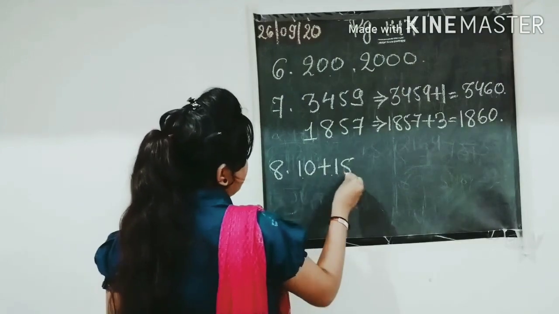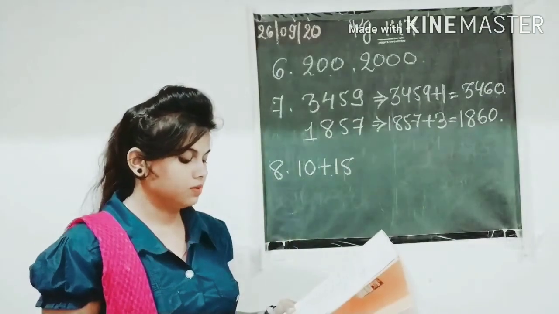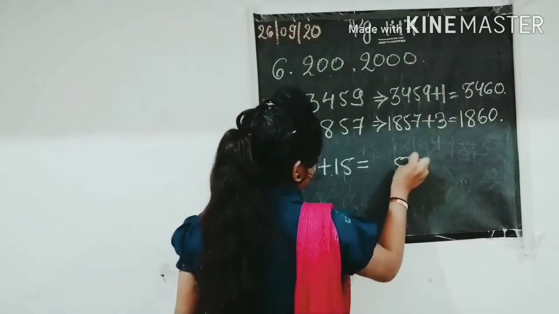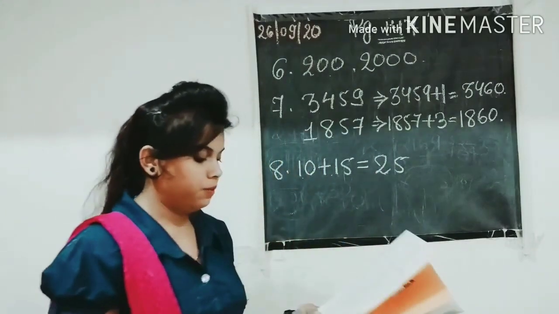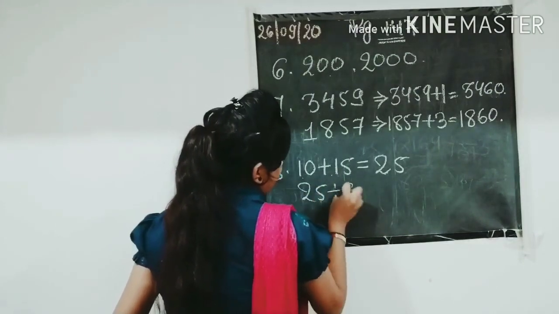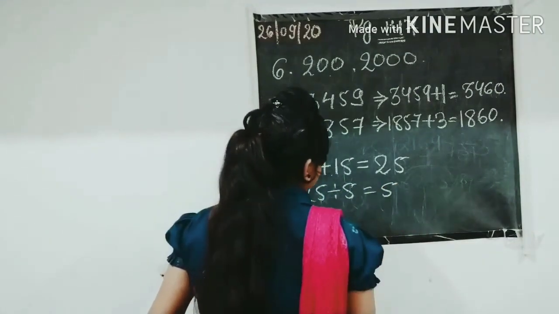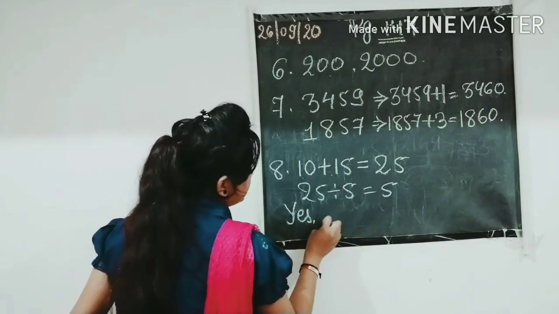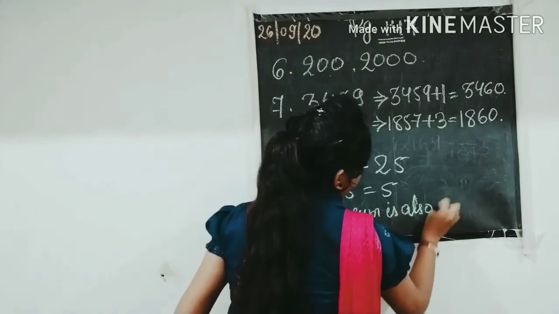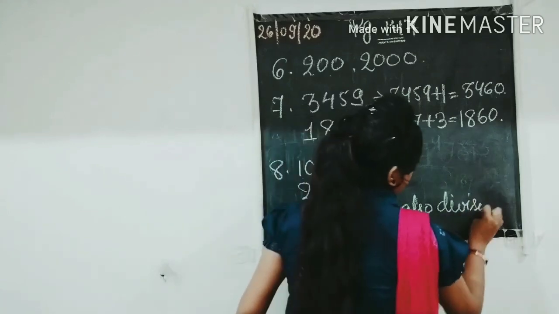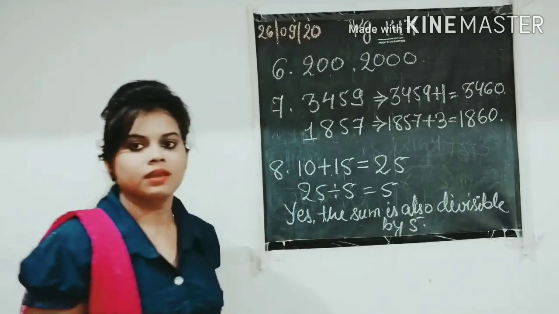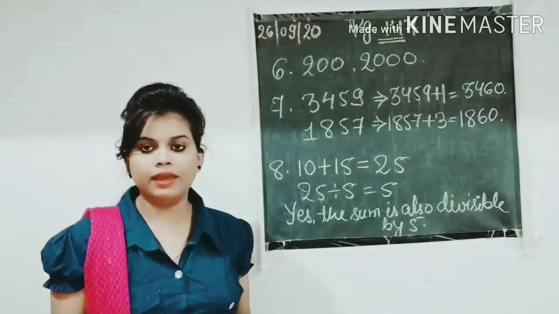We can take 10 and 15. We have to add the numbers. Find their sum. Here we will get 25. Now will the sum also be divisible by 5? Is 25 divisible by 5 or not? 25 divided by 5 is 5. So what do we have to write? Yes, the sum is also divisible by 5. So this is your question number 8.